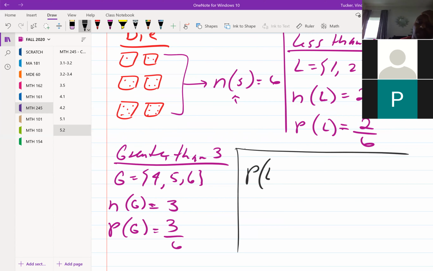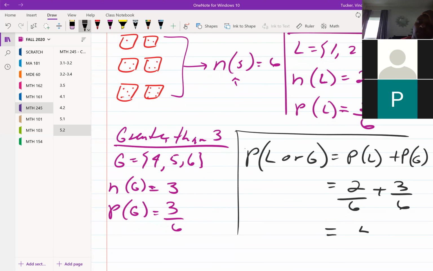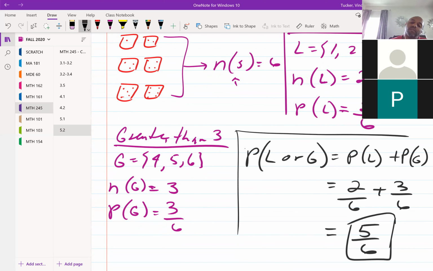So we want to know the probability of getting less than 3 or greater than 3. So we'll add the probability of less than and the probability of greater than together. So it's 2 over 6 plus 3 over 6. Answer would be 5 over 6. Easy peasy.